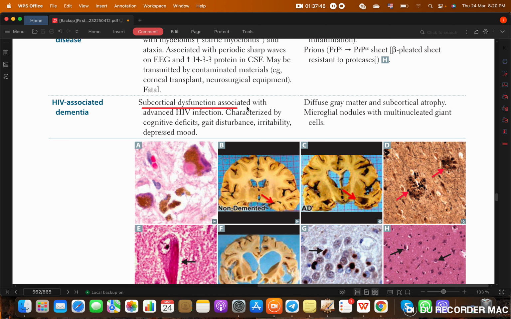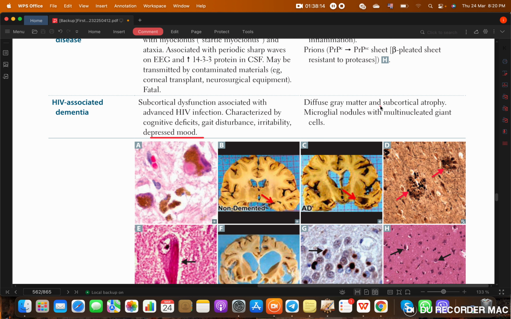Subcortical dysfunction associated with advanced HIV infection. It's directly from the HIV. Why am I so specific about that? Because most problems that occur in HIV are not from the HIV. They are just because of absence of immunity. But this one is directly because of the HIV. It's characterized by cognitive deficits, gait disturbance, irritability, and a depressed mood.